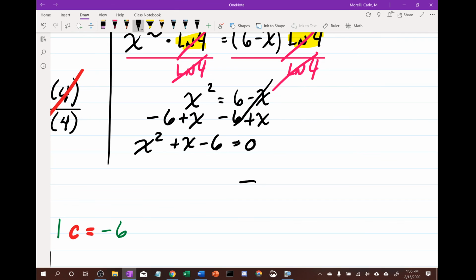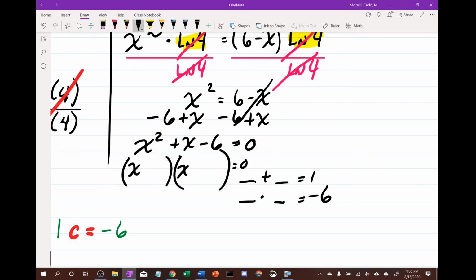So I need two numbers that add to equal 1 and multiply to equal negative 6. You can do this in your head. Okay, the factors are 3 and 2. Which one's negative? 2. So it's going to be x minus 2 times x plus 3. So you take the factors, set them equal to 0, and reverse the signs. So that means x equals 2 and x equals negative 3.